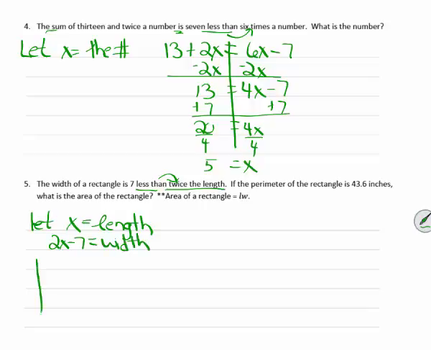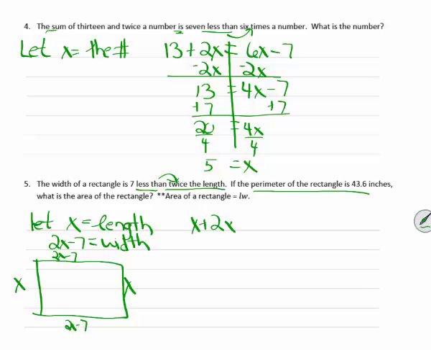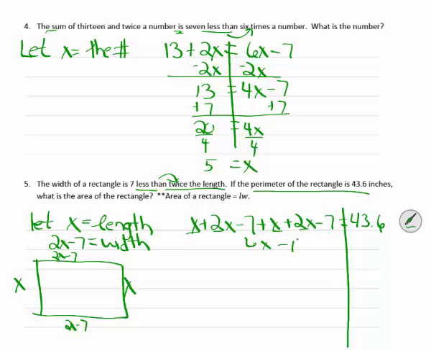Now, we've done some rectangle problems where, if this side is x, this side is x. And if this top is 2x minus 7, the bottom is 2x minus 7. So to do the perimeter, I have to add all those up. So I'm going to have x plus 2x minus 7 plus x plus 2x minus 7 equals 43.6. I am going to add my like terms. So let's see, this is 3, 4, 5, 6x minus 14 equals 43.6.